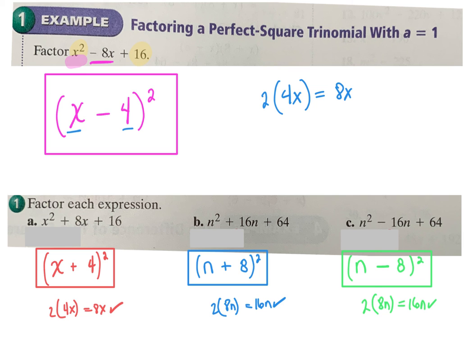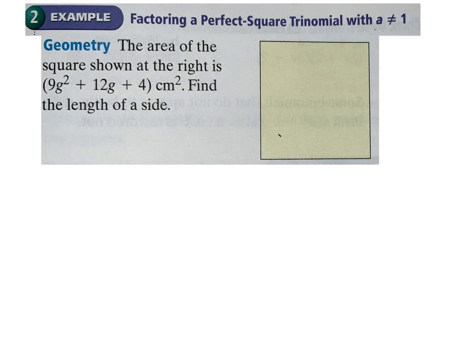So it says the area of the square shown at the right is 9g squared plus 12g plus 4 centimeters squared. Find the length of the side. Since it's a square, we actually know it's a perfect square because they told us it's a square. All right, so that means each side length has to be the same. For it to be a square, this has to be equivalent to this side as well. And so we're going to look at the terms.